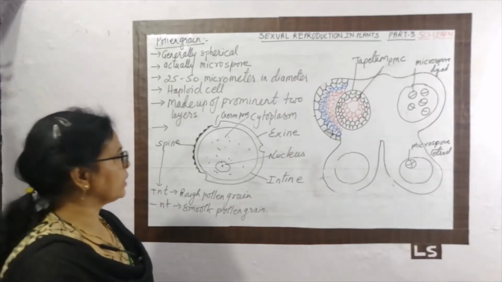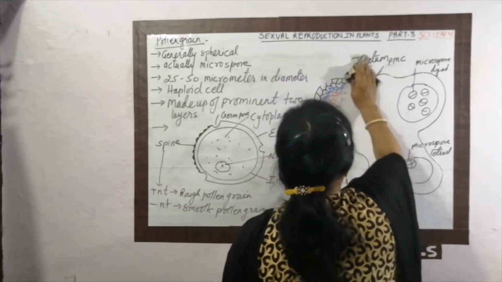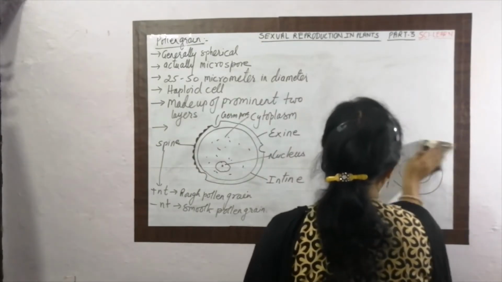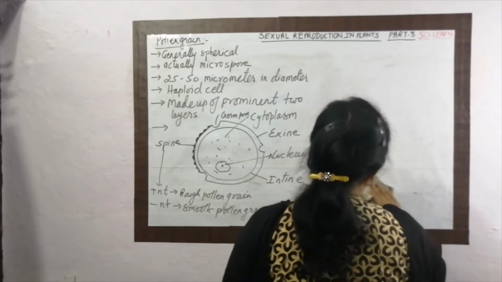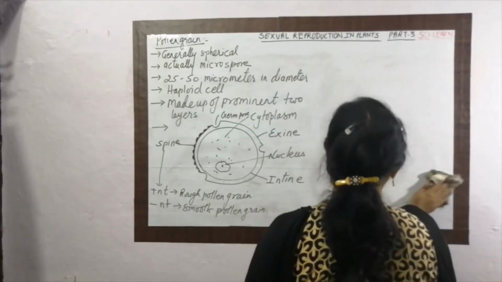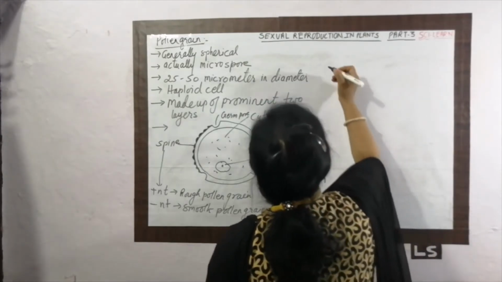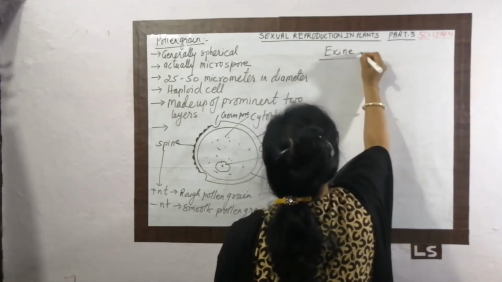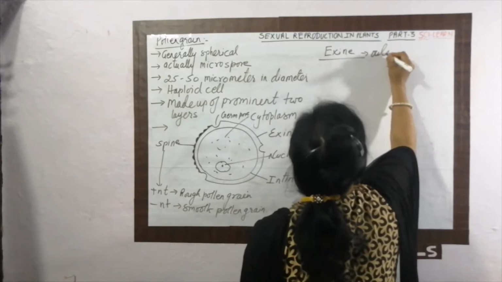Now, more about this pollen grain. What happened in the pollen grain? We have to talk about the exine and intine. What is the role of the exine and the intine? First is the exine, which is the outermost layer.